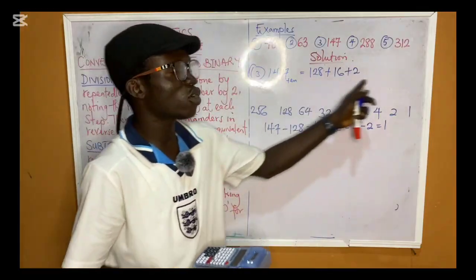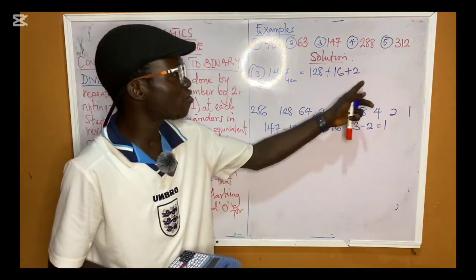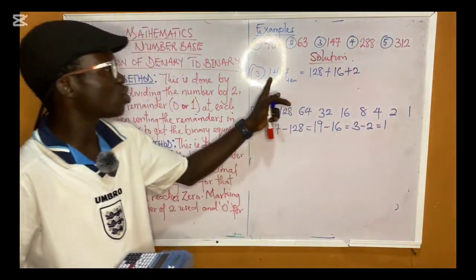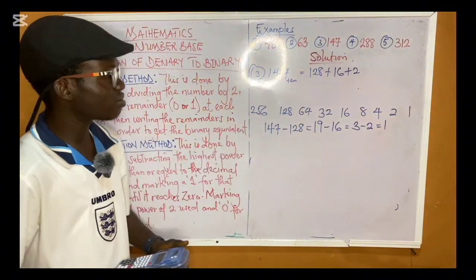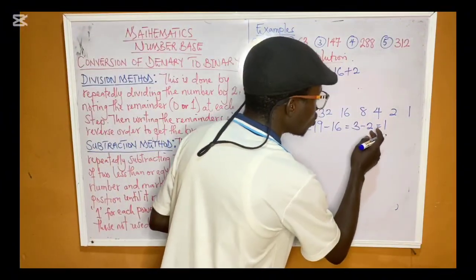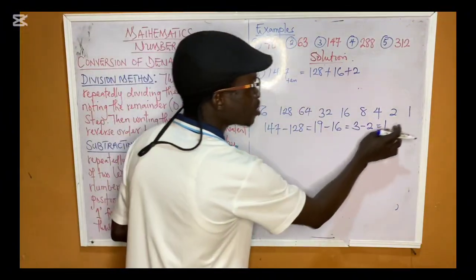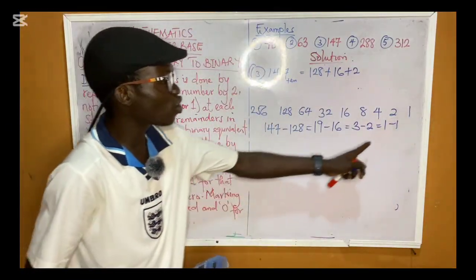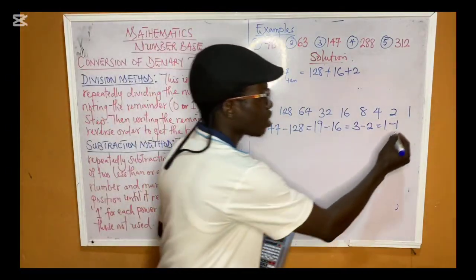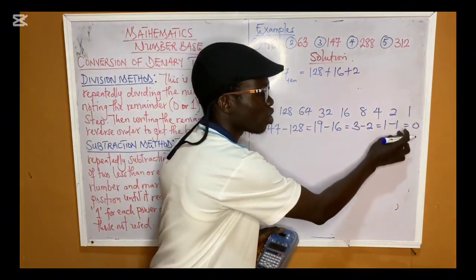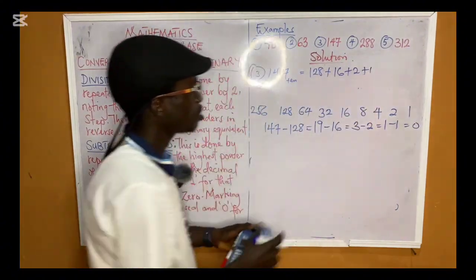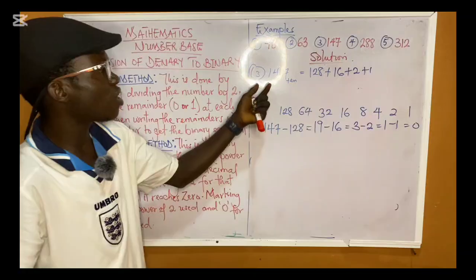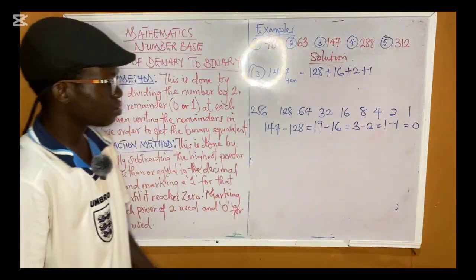The main reason we're writing all this is to check if, when we add it together, it is going to give us 147. So 3 minus 2 equals 1. Now let's subtract 1 from 1, which is the highest power of 2 that is very close to 1, and that will give us 0. Now we've used 1 here, we must write it here. If we add this together, we are going to have 147 base 10.